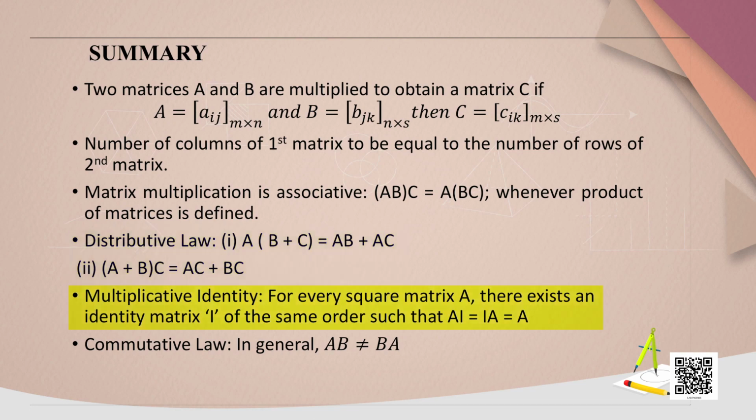Multiplicative identity. For every square matrix A, there exists an identity matrix I of the same order such that AI is equal to IA is equal to A. Commutative law, that is AB is equal to BA, doesn't hold for matrices. In general, AB is not equal to BA.